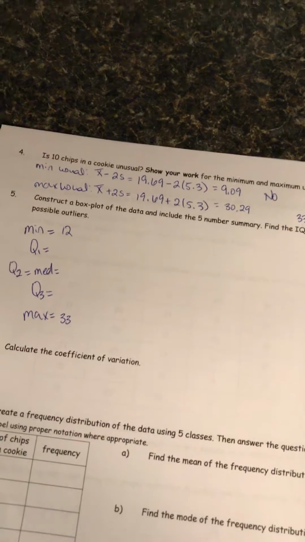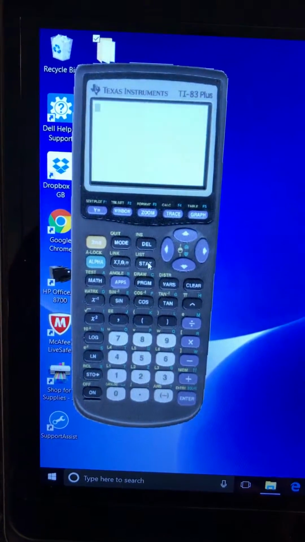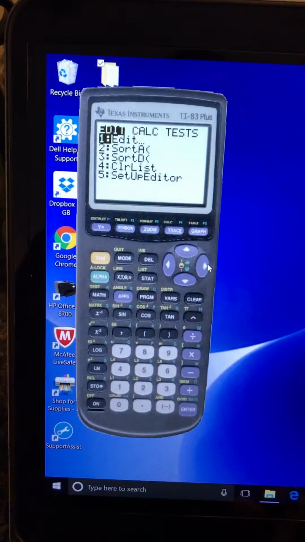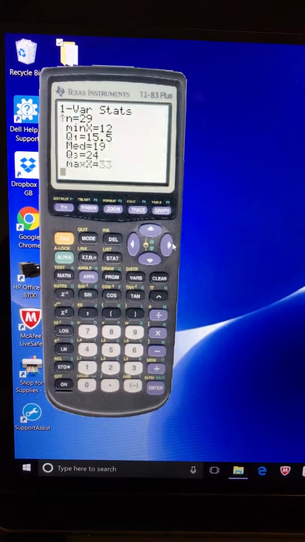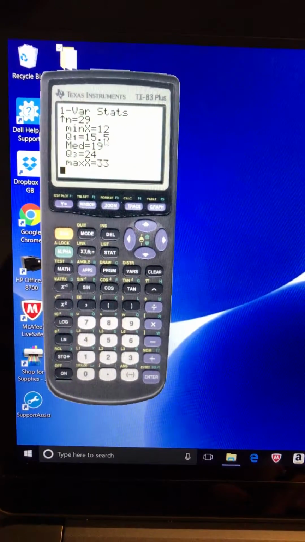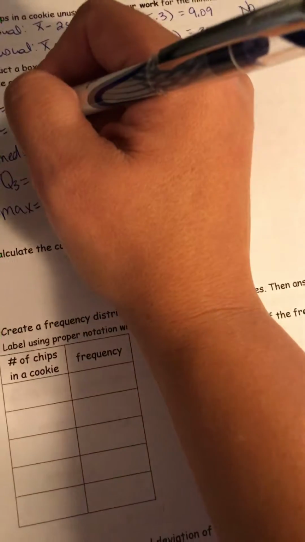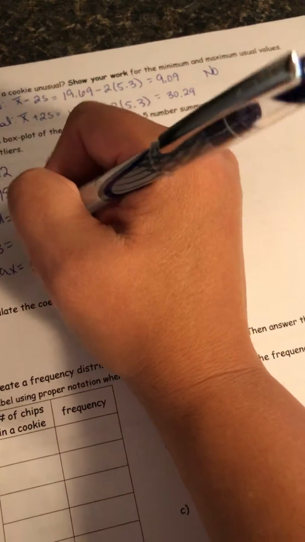To get to our other values on the calculator, since I've done other stuff, I'll have to just do the stat calc again. And if I scroll down, the 5-number summary is at the bottom if I hit the down arrow. So Q1's 15.5, the median is 19, which we already did, and then the Q3 is 24.